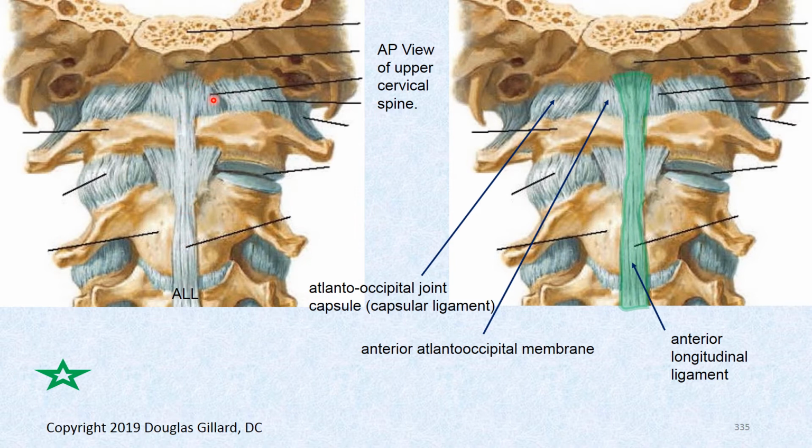But the point is, we have a new kind of band of tissue right here that is called the anterior atlanto-occipital membrane that kind of blends in with this and gives it some strength. If you go out even more laterally, you have the capsule covering the facet joint here, although we don't call it a facet joint. We call it the atlanto-occipital joint. That's the joint capsule of the atlanto-occipital joint. It blends in with the anterior atlanto-occipital membrane, which blends in with the anterior longitudinal ligament. So that's kind of the story up there.